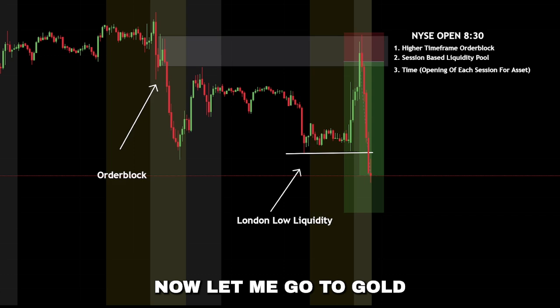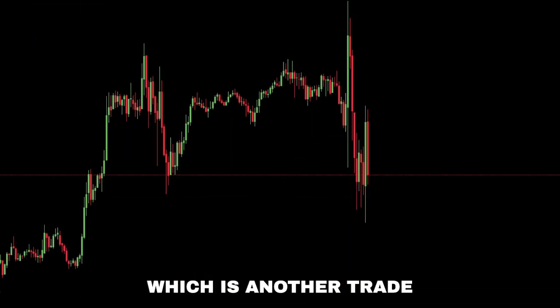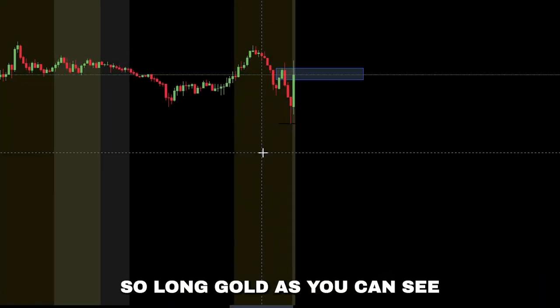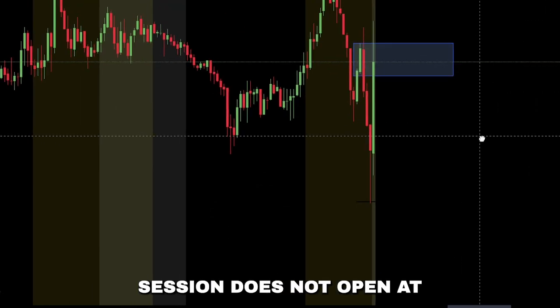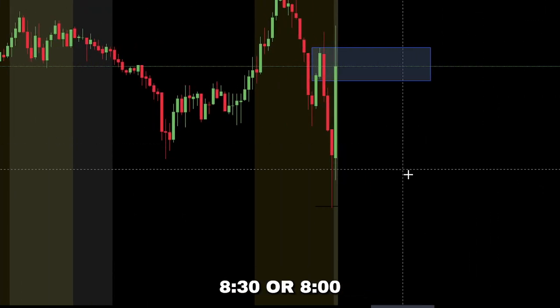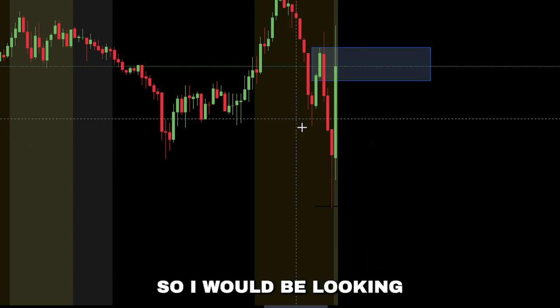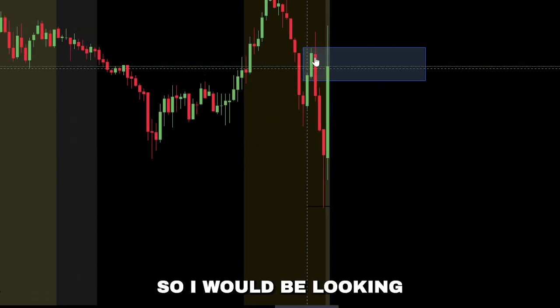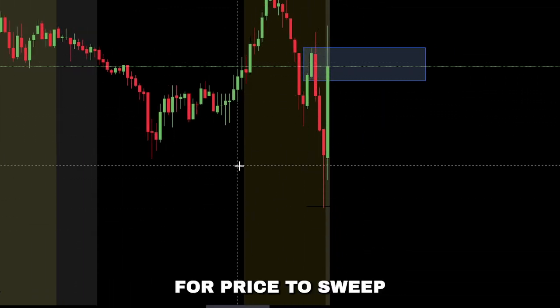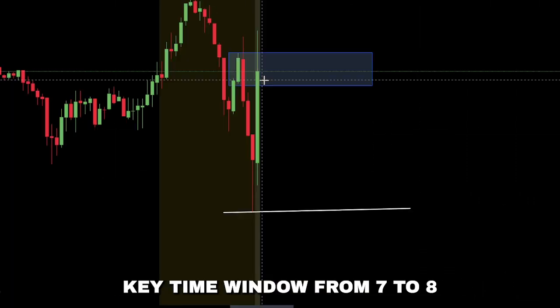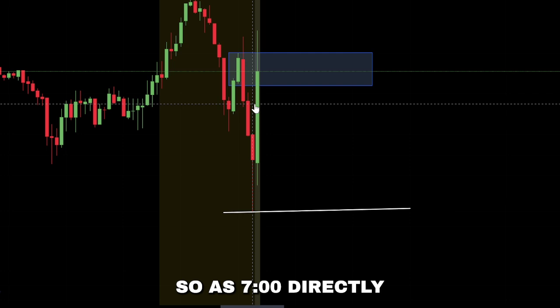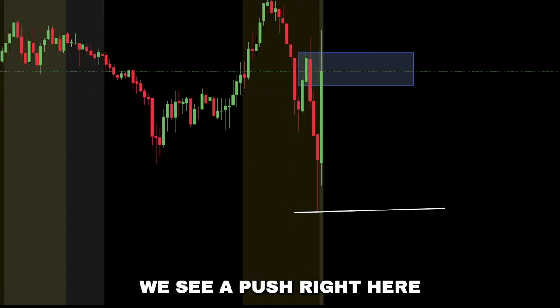Now let me go to gold, which is another trade that I took the other day. On gold, as you can see, NY session does not open at 8:30 or 8 o'clock. It opens at 7. So I would be looking for price to sweep at that key time window from 7 to 8. At 7 o'clock directly, we see a push right here.